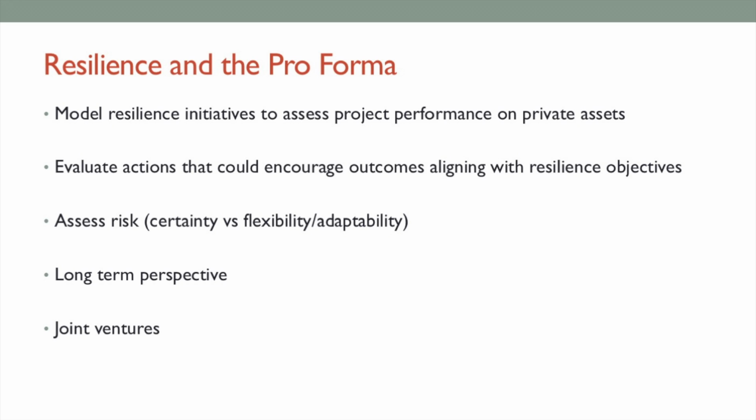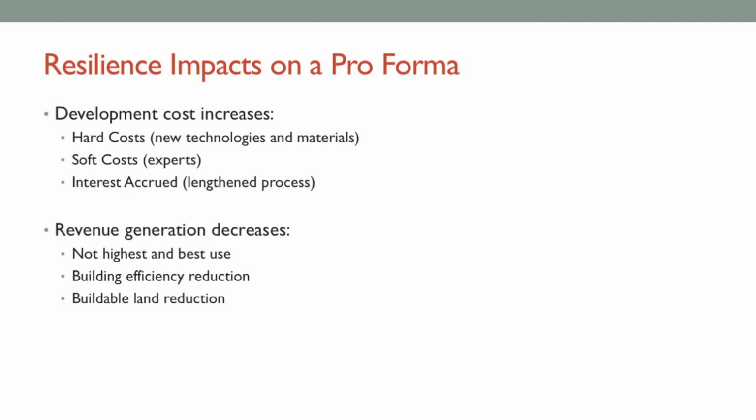And also, resilience is long-term. Right? Resilience returns aren't usually appreciated in the short term, so that's why using a discounted cash flow is useful for a long-term analysis. And also joint ventures, developers are getting more involved with municipalities and provinces and the public sector in participating in projects, so it's useful to look at it from that perspective as well. So how can resilience impact a pro forma?